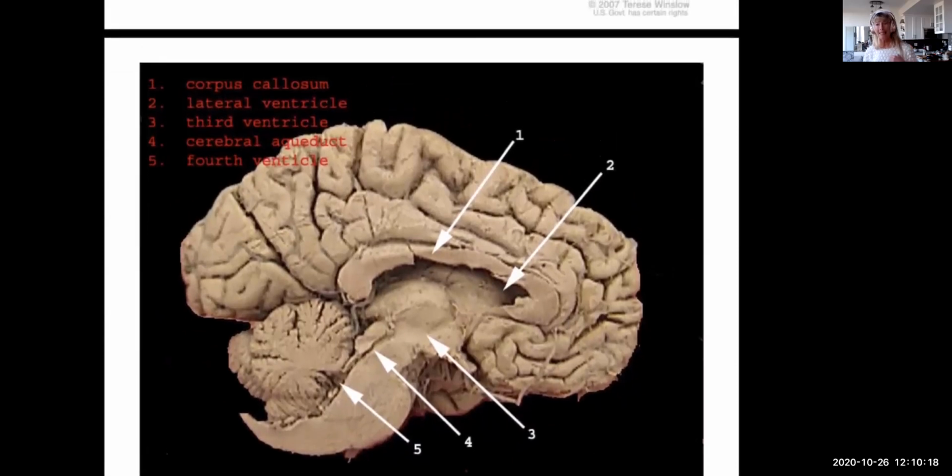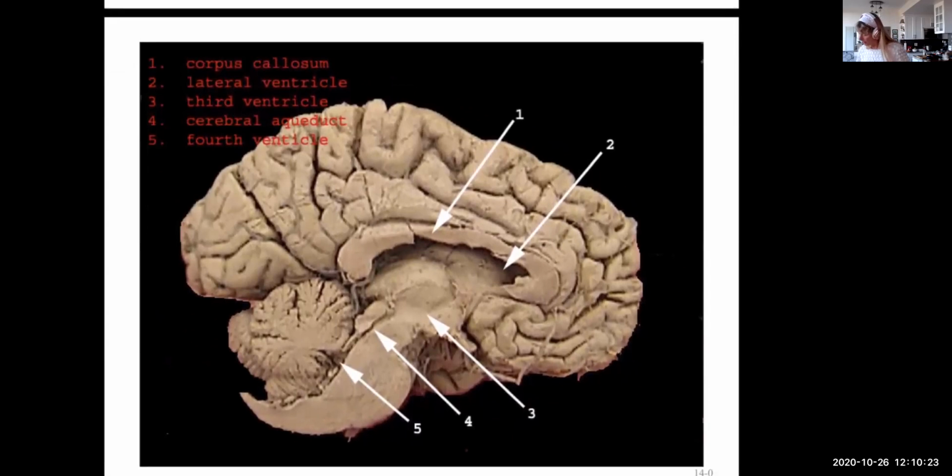So this is a dissected brain, a sagittal view. The corpus callosum is this structure here, and that is the structure mentioned earlier that connects the two hemispheres. The other structures are ventricles. Ventricles are the spaces in which cerebrospinal fluid is produced and circulated.